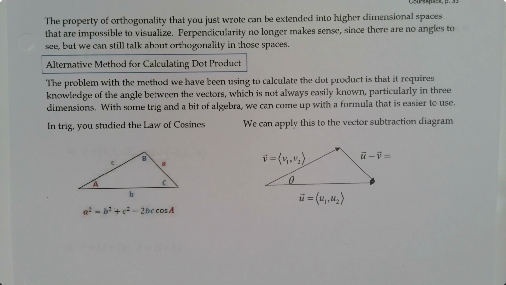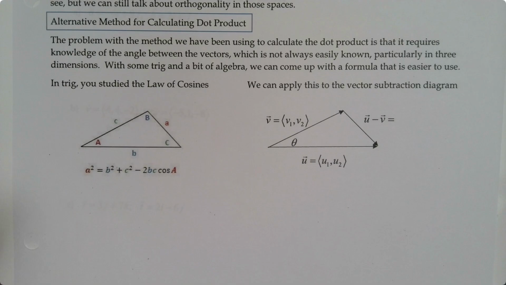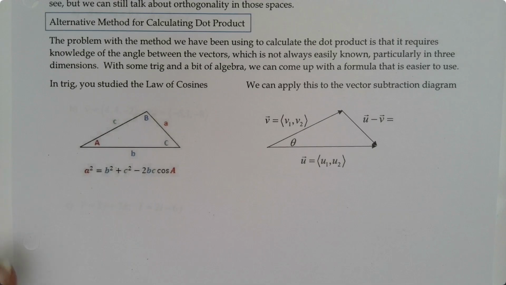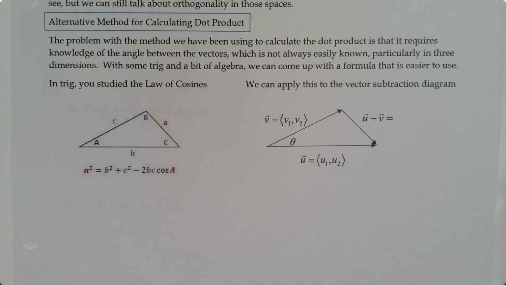All right, so we're going to use our handy dandy law of cosines that we learned in pre-calculus and trigonometry, which tells us that a squared is equal to b squared plus c squared minus 2bc times the cosine of A. Now, how does this relate?